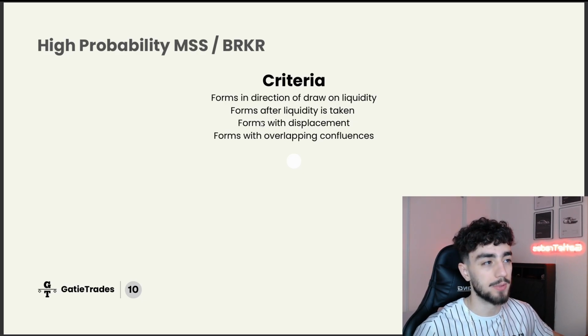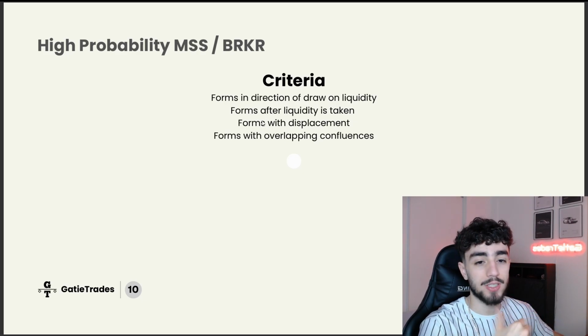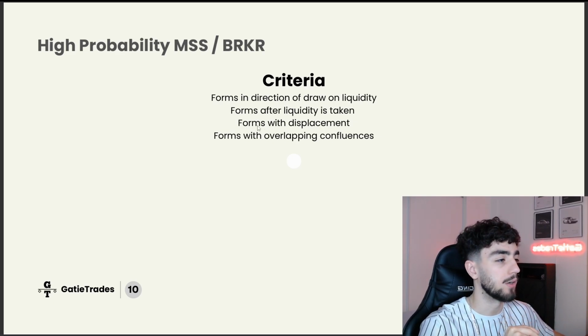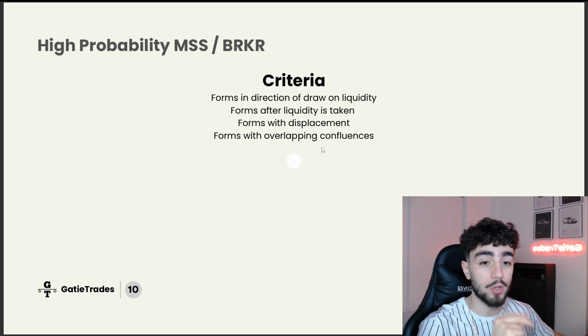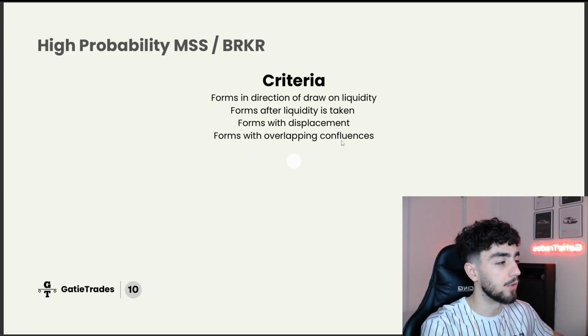Three, it forms with displacement. You want to see a nice conviction in speed and displacement of the candle that's forming the breaker. If it's forming very slowly with a lot of wicks, lack of speed, lack of large body candles, it's not as high probability a breaker. Finally, if your breaker block overlaps with other confluences, for example, an order block or a fair value gap, which we'll cover, or some of which have already been covered, that would make the breaker block higher probability.